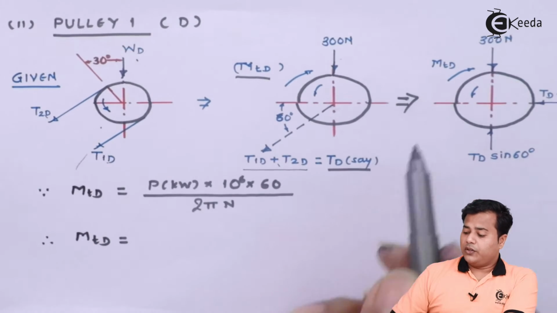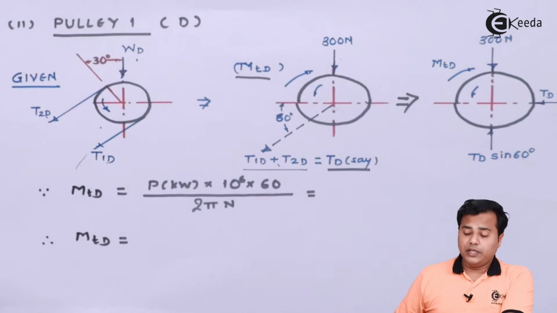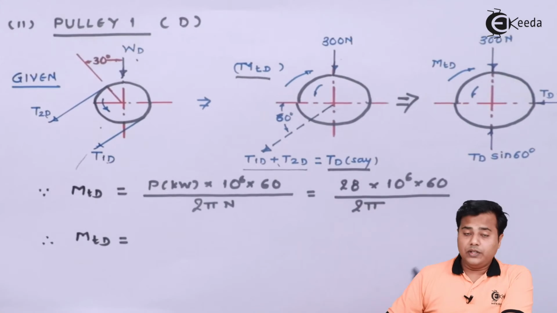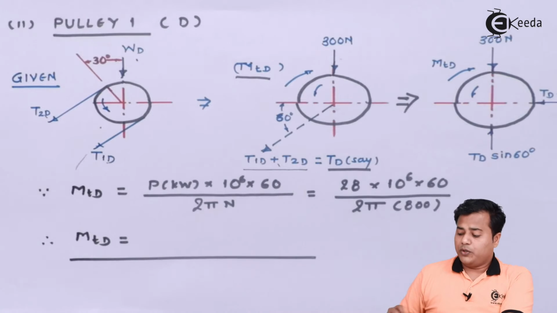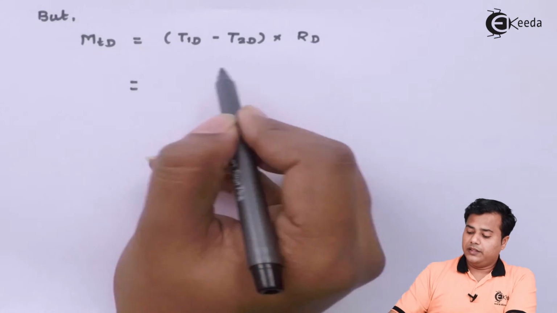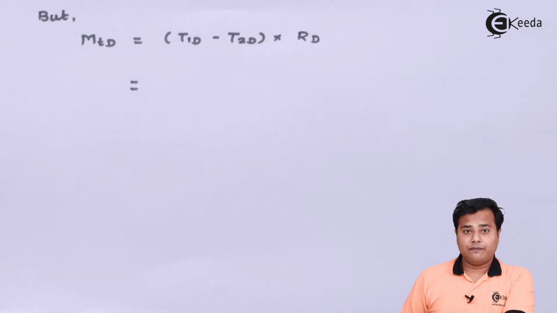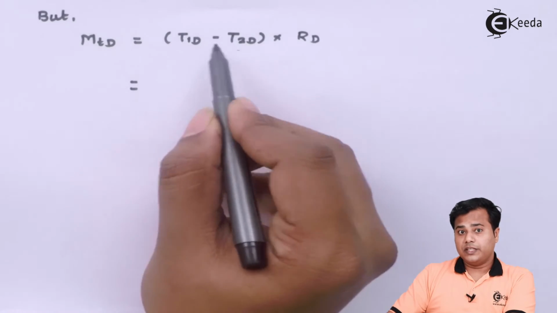Let us find out this value of MTD. We know that the power to be distributed by the pulley D is 28 kilowatt. Now we know that rotational speed for all of them, both pulleys, a gear and the shaft, will be same. Upon solving this, we'll get the value. So this is the torque or torsional moment acting on this particular pulley, and therefore this is what the relation we have.